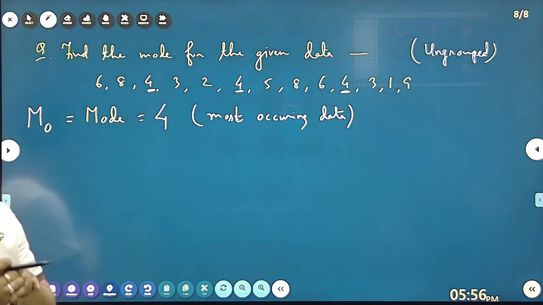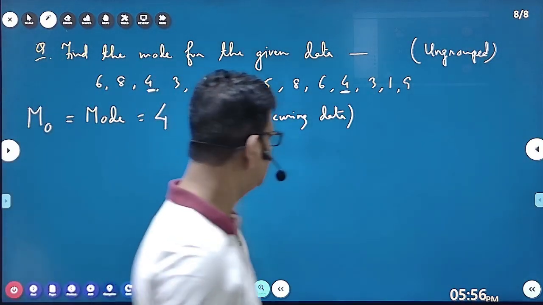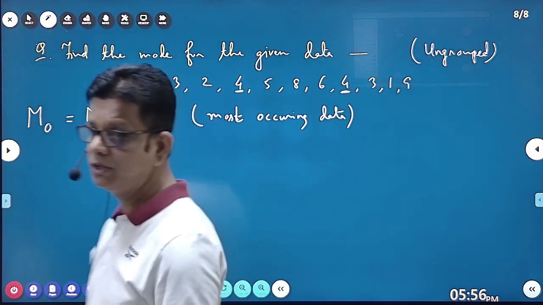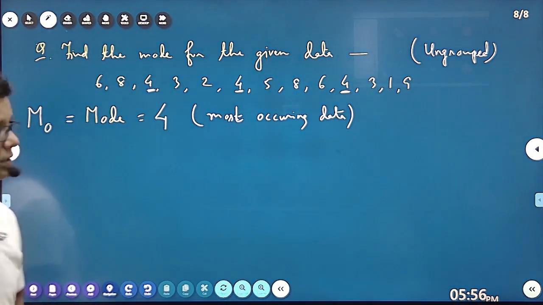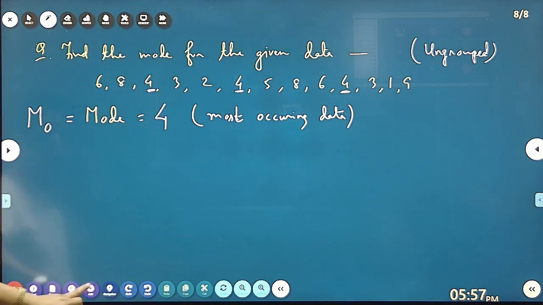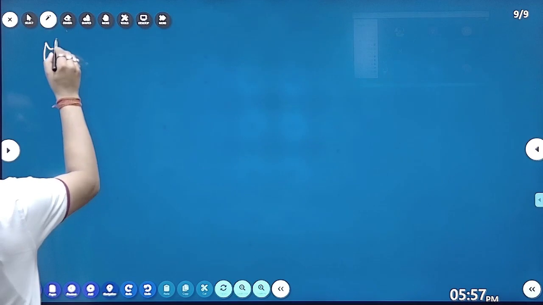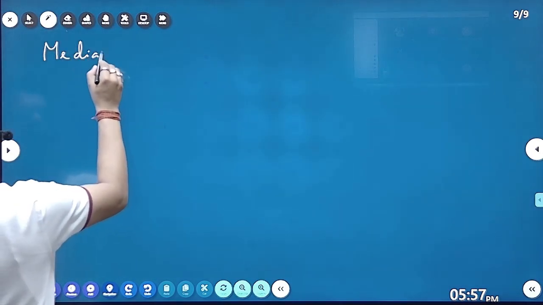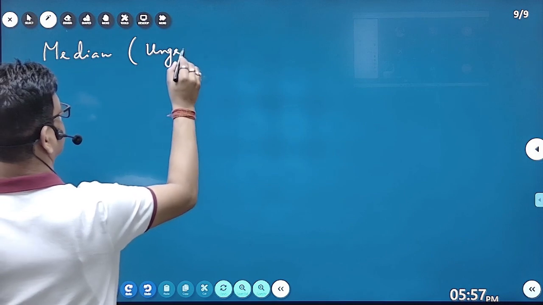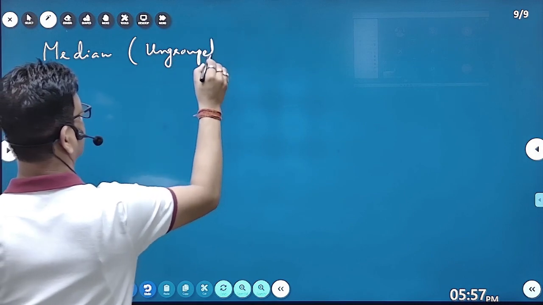Getting it? I'll start the median today for ungrouped data. Median we will study for grouped data in the next class. So what you said, that we arrange in ascending, descending order. Is it done? Okay. Last for today. Median for ungrouped data.